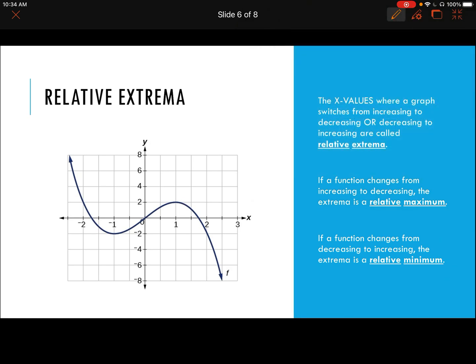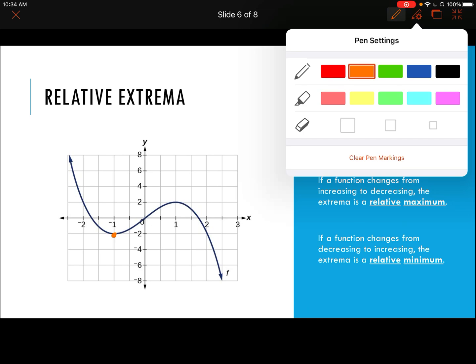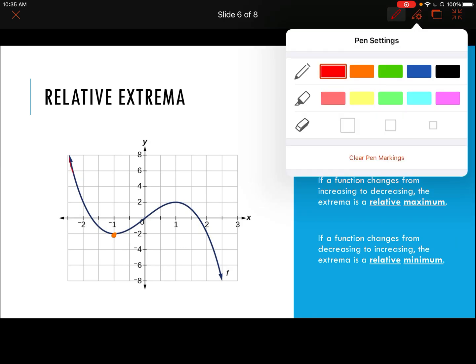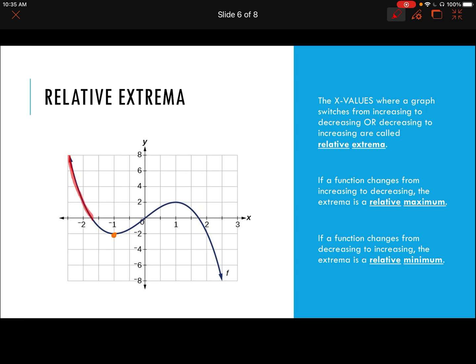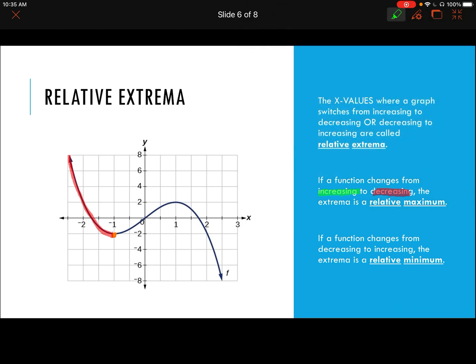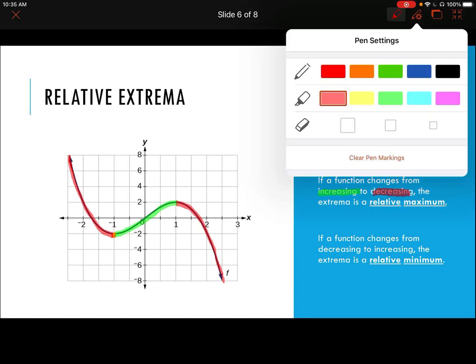So let's use a bright color. At x equals -1, our function changes. Oh, go back a slide. So at x equals -1, our function changes from decreasing, which we'll highlight in red, to increasing, in green, just so we're clear. So the function is increasing from -1 to +1, and then decreasing from 1 to infinity. So the places where we switch from increasing to decreasing, that's going to be a relative maximum.